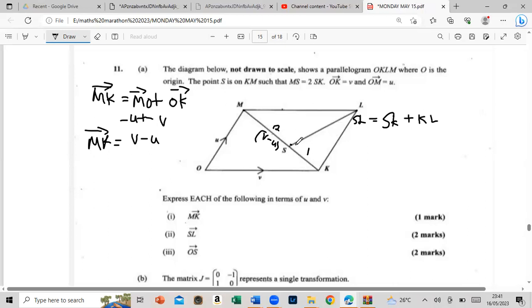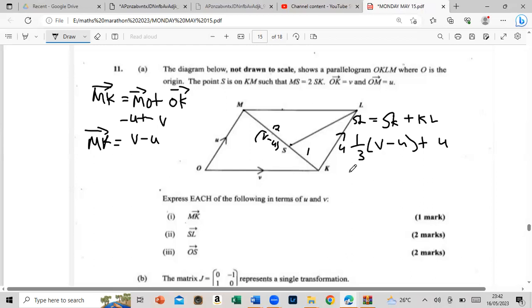Now since the size of this is 2 and this is 1, it means that it's out of 3. So right now this will be 1 out of the 3, because it's going to be 2 plus 1. And we know that this is V minus U, so that means it's going to be 1 third bracket V minus U. And then we're going to add. Remember, it's a parallelogram, so this is going in the same direction, so it would also be U when going that direction, plus U.